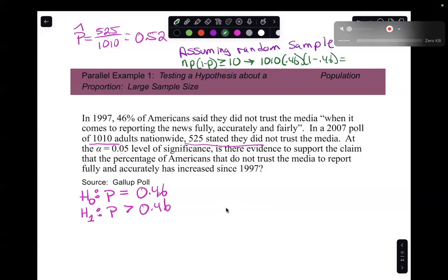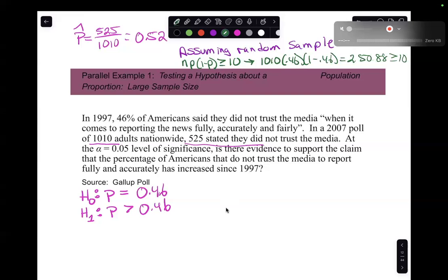Whoa, what's wrong here? What did I do? Oh, it's just because I did 10 instead of 1010. I put it in my calculator wrong. 1010 times 0.46 times 0.54. Okay, that is greater than or equal to 10. Good, we checked that. It is normal.